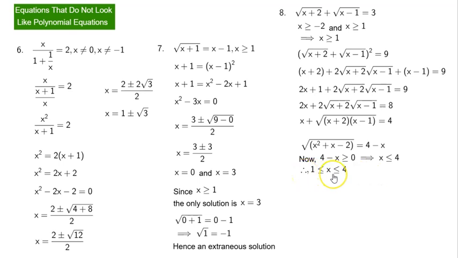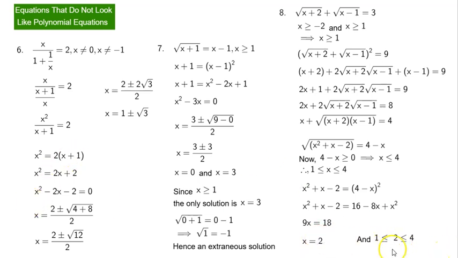So therefore, x has to be between 1 and 4. Taking it further, we square both sides. We get x square plus x minus 2 is equal to (4 minus x) square. So x square plus x minus 2 equal to 16 minus 8x plus x square. X squares cancel out. So we have 9x equal to 18, and that is x equal to 2. And do you notice that x, that is 2, is between 1 and 4.